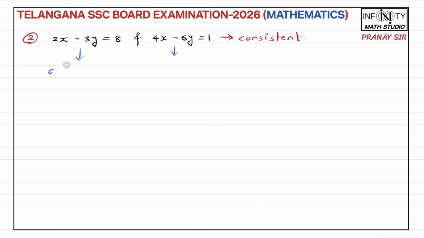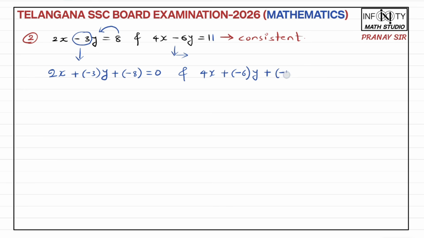Now first of all, let us convert these 2 equations into standard form. Standard form in the sense a1x plus b1y plus c1 is equal to 0. Right? Now 2x as it is. Now here minus 3y is written as plus of minus 3y, and here plus 8 transposed to LHS becomes minus 8. That minus 8 I am writing as plus of minus 8 is equal to 0. And in the second equation, 4x, minus 6y is written as plus of minus 6y, and plus 11, if I transpose to LHS, becomes minus 11 and is written as plus of minus 11 is equal to 0.